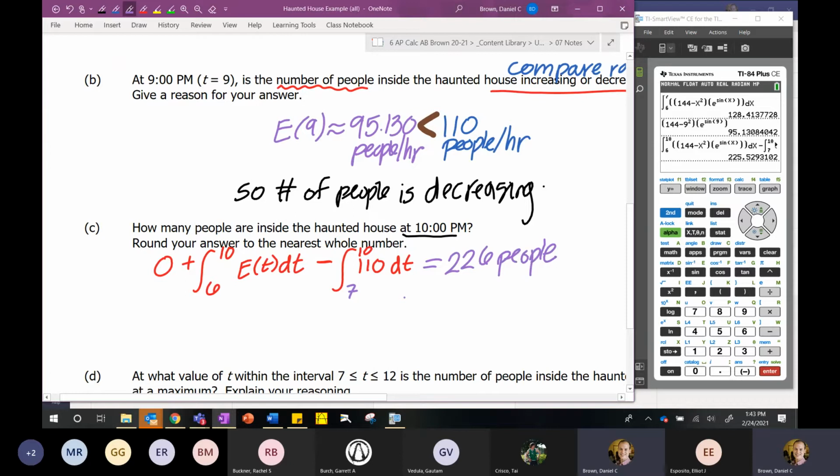Questions on that? Yes, Taylor? My calculator's not working and I don't know why. That was still from the first one, but I don't know why. You put a negative instead of a minus. Oh, okay. Any other questions on those 3?